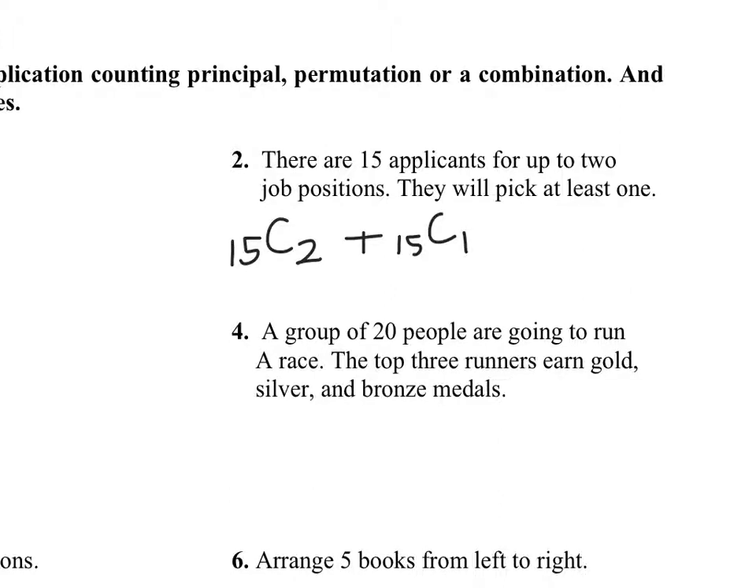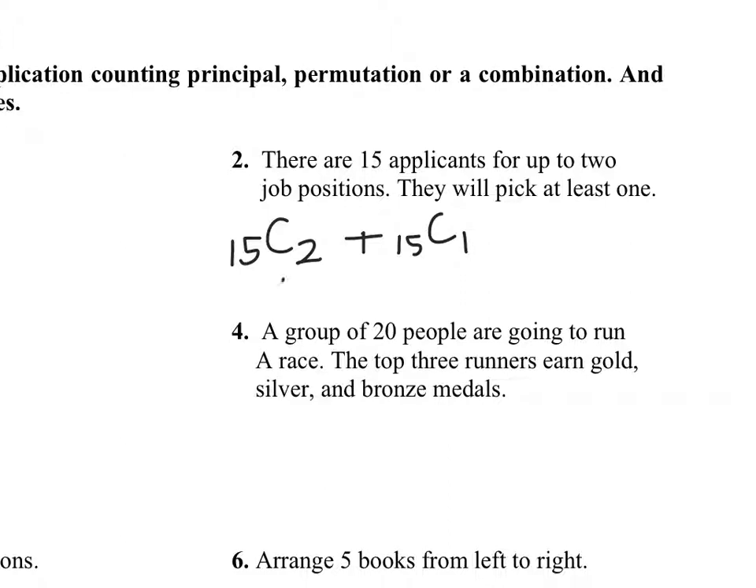Now, if I didn't say they will pick at least 1, we would have then added 15 choose 0. It didn't say the job positions are the same or different. It just says 2 job positions. So you would have to just assume that they're the same, because if they were different, they would have said they were different. So then you get 15 choose 2 plus 15 choose 1.